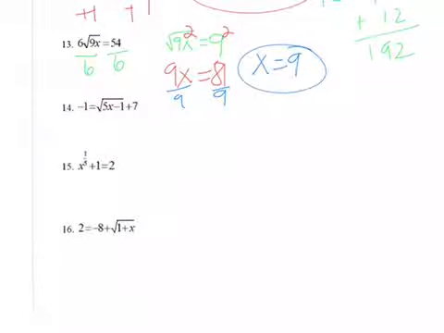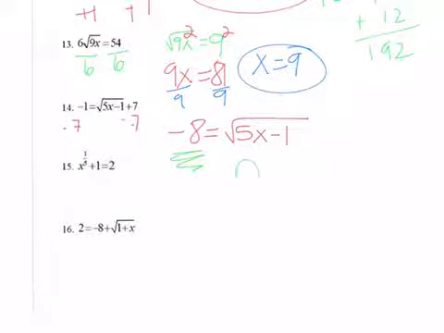Okay, for 14, first we're going to subtract 7 to the left. We get negative 8 as the square root of 5x minus 1. And right there you can stop. The square root equals a negative value. There is no solution to number 14.